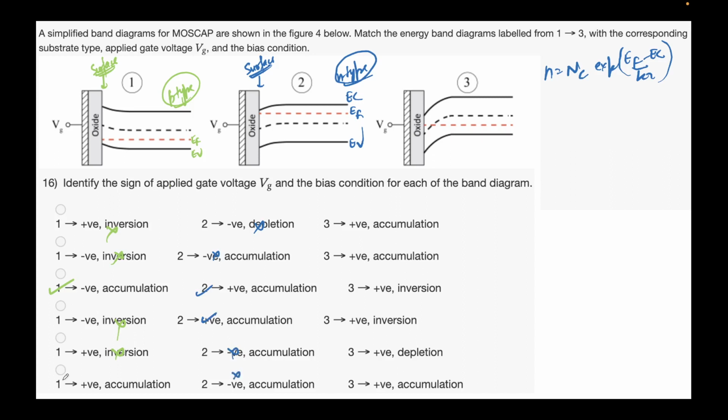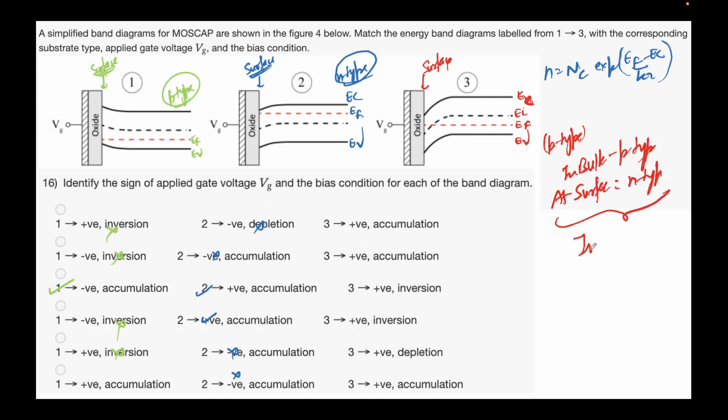Okay, in the third case, again first we'll identify the type of substrate. So we have EI, EF, EC and EV. EF is closer to EV. This means it's a p-type material. In the bulk it's p-type. At the surface, however, you see EF is closer to EC. This is the surface I'm talking about. This means in bulk it is p-type, at surface it is N-type. This phenomenon we have talked about is known as inversion. So we are in inversion.